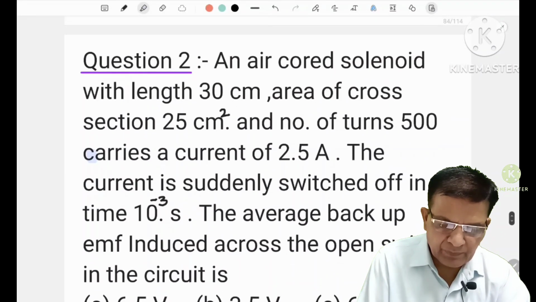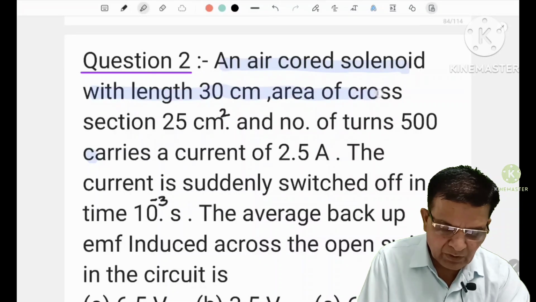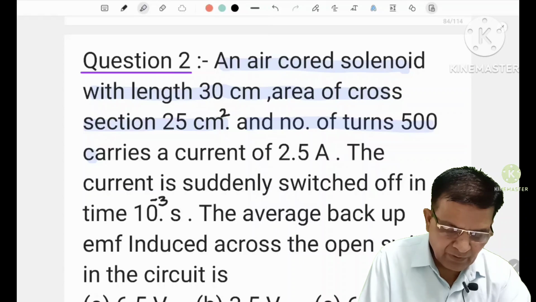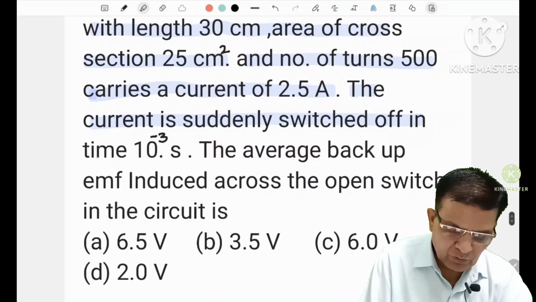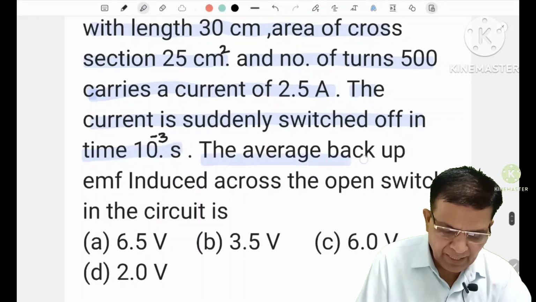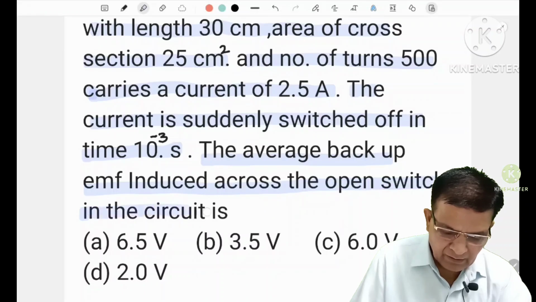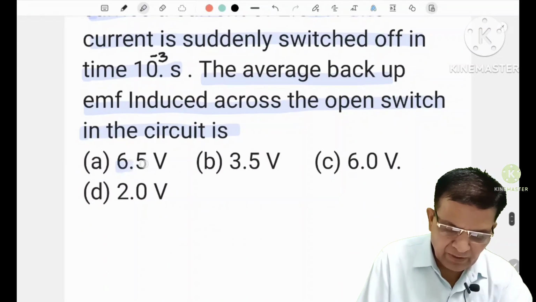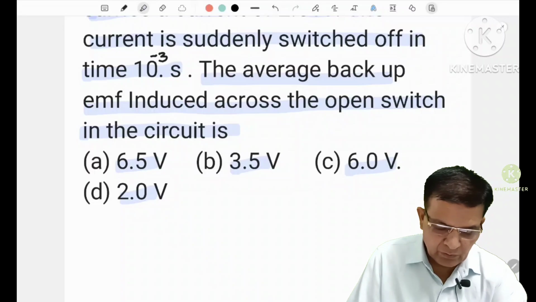Question number 2. An air cored solenoid of length 30 centimeter, area of the cross section 25 centimeter square and number of turns 500 carries a current of 2.5 ampere. The current is suddenly switched off in time 10 to the power minus 3 second. The average back EMF induced across the open switch in the circuit is 6.5 volt, 3.5 volt, 6.0 volt, 2.0 volt.